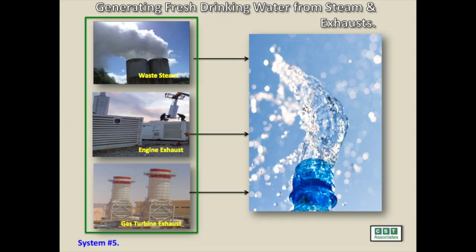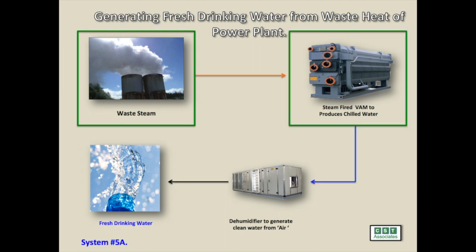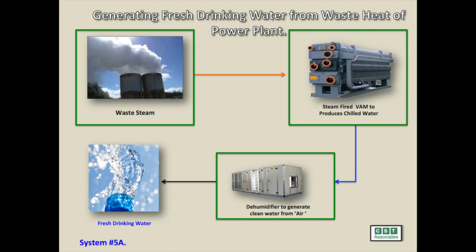In the fifth and last system, water can be condensed using three types of different energies. These ones are waste steam, diesel engine or gas engine exhausts, and the third one is the exhaust of a gas turbine. The system of using waste steam for condensing water from air consists of two major components. The first is waste steam from process, which is fed to the vapor absorption machine, which produces chilled water at 7 degrees centigrade, and the chilled water is made to pass through a dehumidifier. This condensed water can be further filtered for making it drinkable, or can be directly used for process.